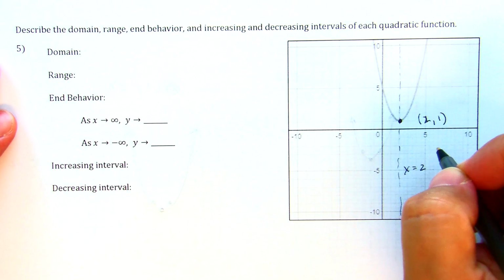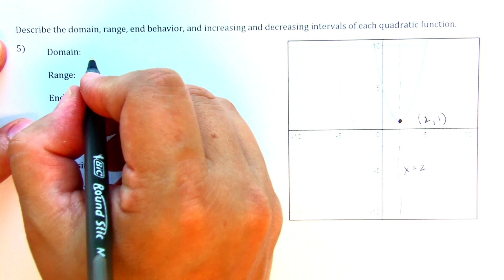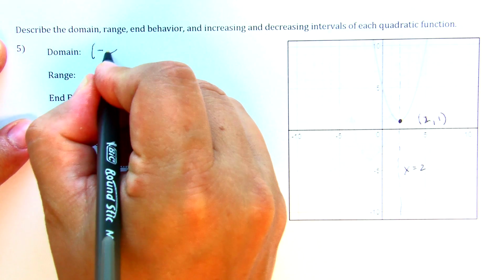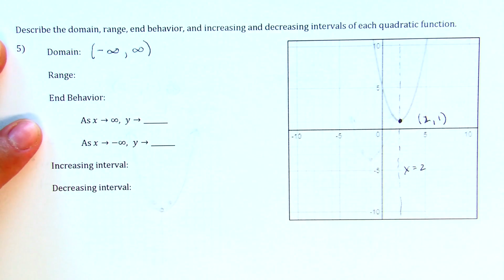Okay, so what's the domain? Well, the good thing about domain is the domain of a quadratic function is always all real numbers, which we write as negative infinity to positive infinity, and always parentheses around infinity.